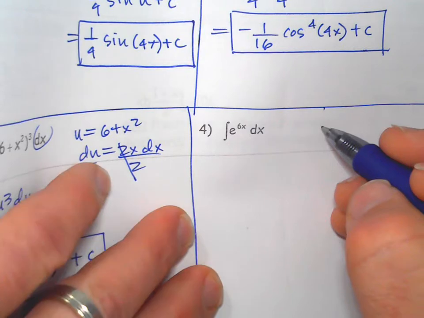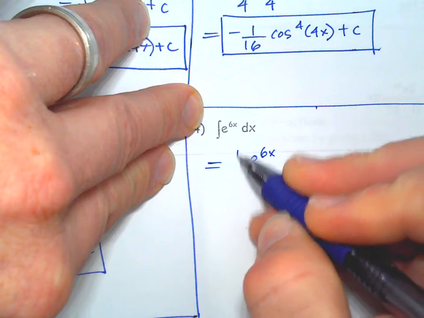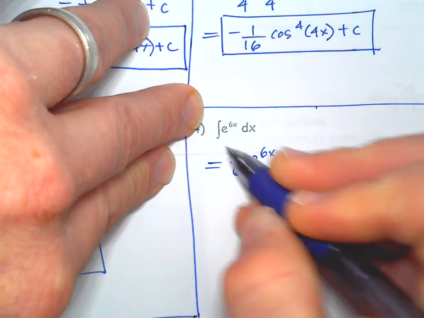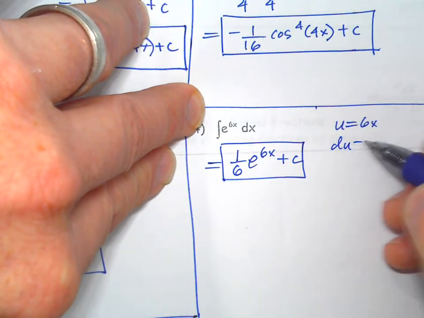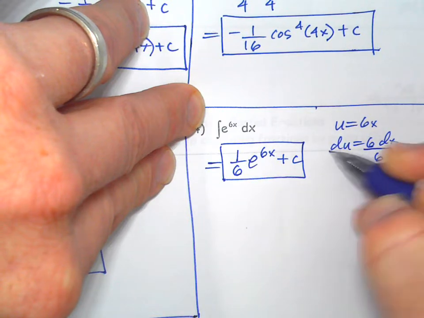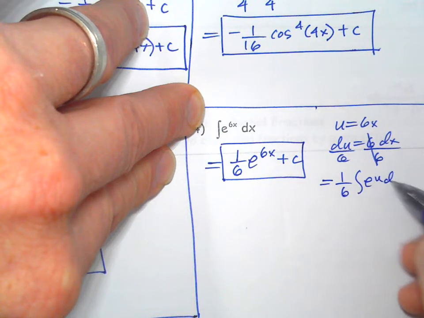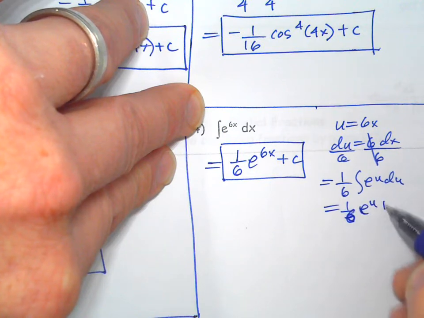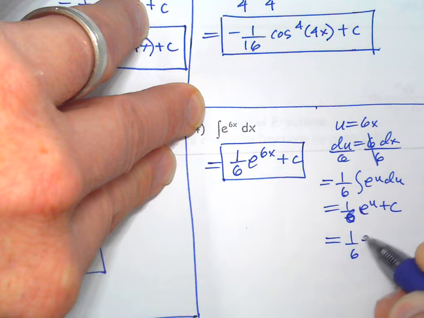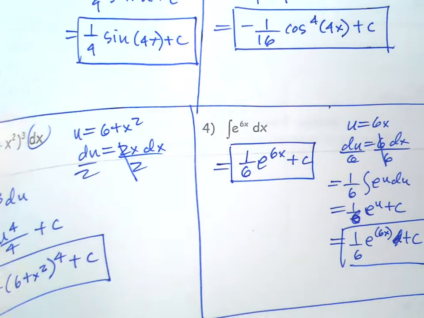Number 4, and this one I think I could get away without the u-substitution. Like I know it's going to be e to the 6x. The extra 6 is going to pop out that I don't write, so we need an extra 1/6. Done. You could do u-substitution: u equals 6x, du equals 6 dx. Don't want the 6, so it's going to be 1/6 e to the u du, so 1/6 e to the u plus c. You've got to write it back in terms of the original variable. I think those ones I would avoid u-substitution, so much faster.